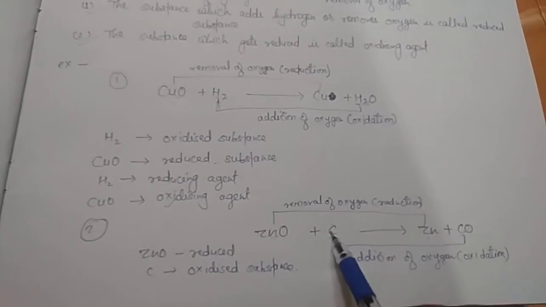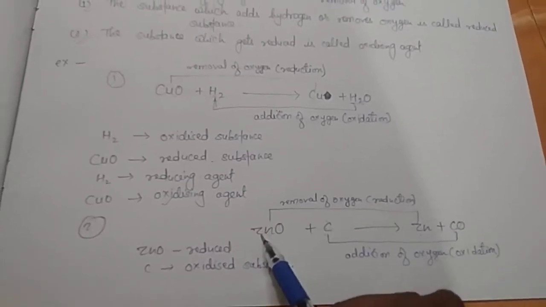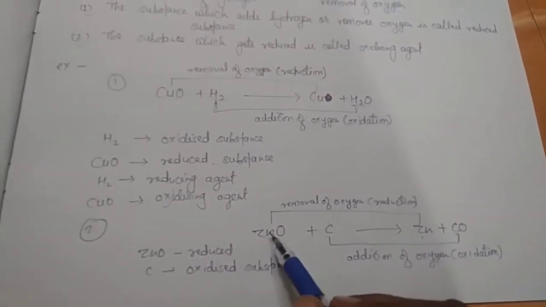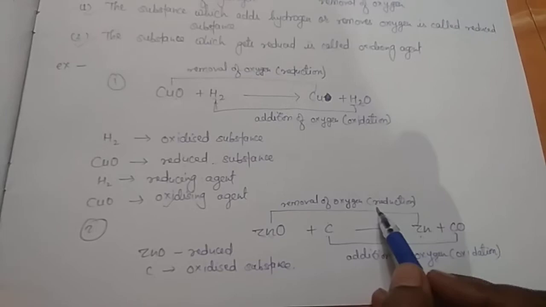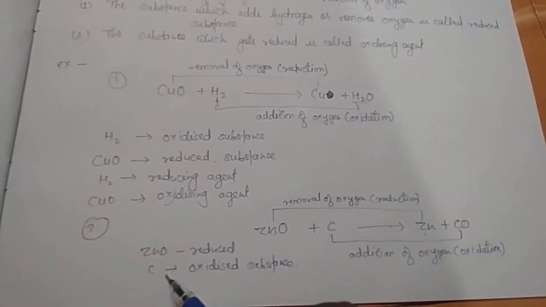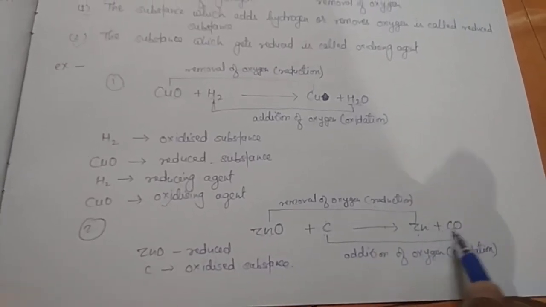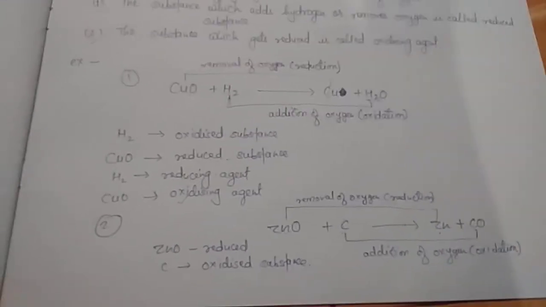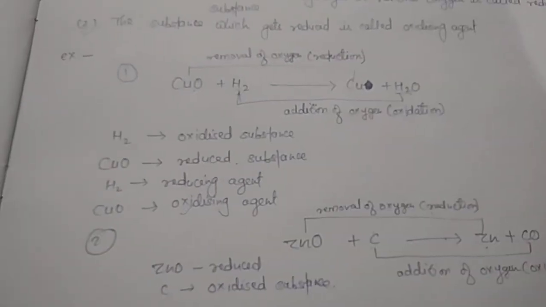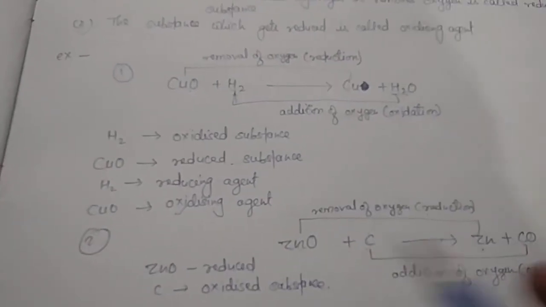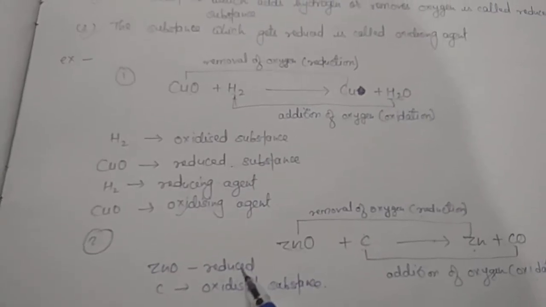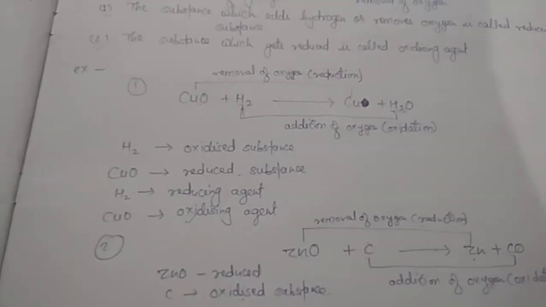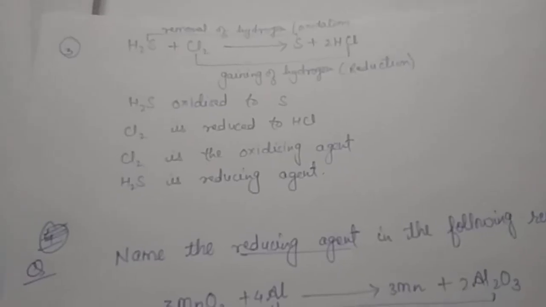Zinc oxide plus carbon. See, there is zinc oxide and there is zinc. So zinc oxide is reduced to zinc, so reduction has taken place. Carbon gets oxidized and forms carbon monoxide. So this is the reduced substance, and this is the oxidized substance. And I've already told you that the substance which gets reduced will be the oxidizing agent, and the substance which gets oxidized will be the reducing agent. Clear, children? Let's take another example.